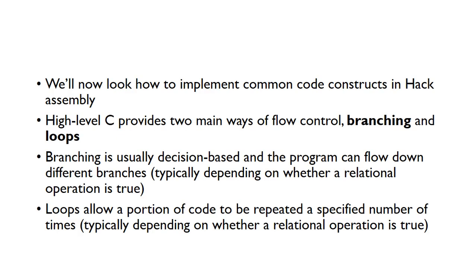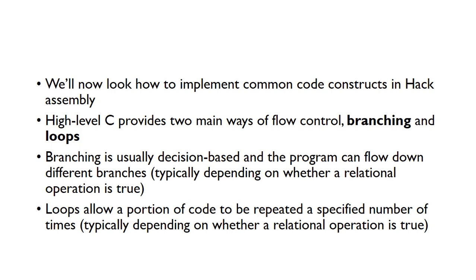Implement those in the Hack assembly language. High-level C-based languages provide two main ways of flow control: branching and loops. Branching, for example an if-else statement, is usually decision based, and the program can flow down different branches, typically depending on whether a relational operation is true.